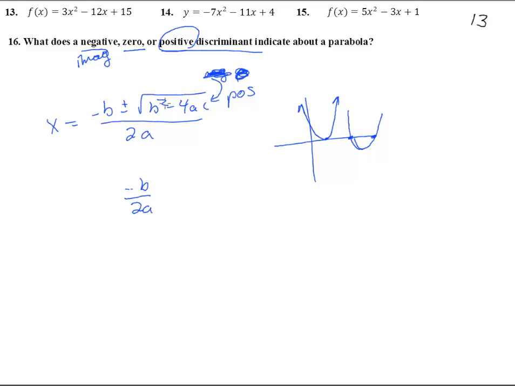If it's a perfect square, we get fractions, nice rational zeros. If it's not a perfect square and it has to stay under the square root, then we get irrational zeros. And that should do it.